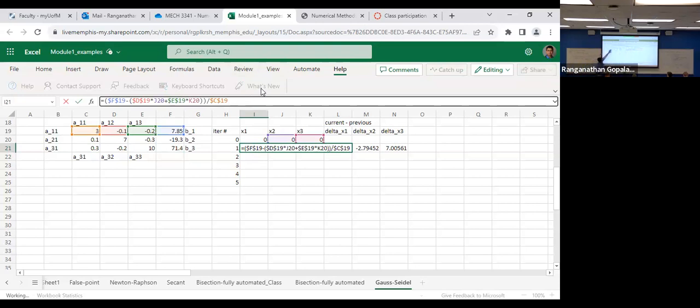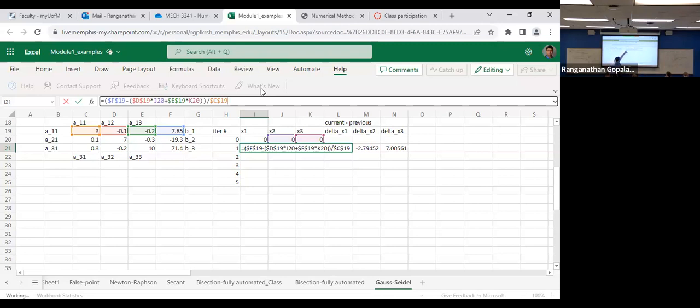So let's discuss. F19, which is B1, minus D19, which is A12, times J20, which is X2. So I'm just trying to implement this formula right here. Plus E19, A13, times K20, which is X3, divided by C19, which is A11. So I put all that here.